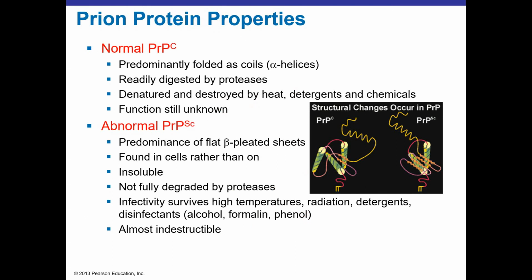The normal prion protein is relatively easy to control. So it's easily digested by proteases. The form is these coiled alpha helices. They're destroyed by heat, detergents, most of the things that we use to disinfect. The abnormal form, however, is predominantly beta-pleated sheets, which are kind of like an accordion sheet, and they end up getting found in the cell rather than on the cell. They are virtually insoluble, cannot be degraded by proteases, and they survive high heat, radiation, detergents, all of our disinfectants. They're almost indestructible. So that's why people got really worried about mad cow disease, if that really got in our food chain, what that could do, and that we did not have the ability to get rid of it.